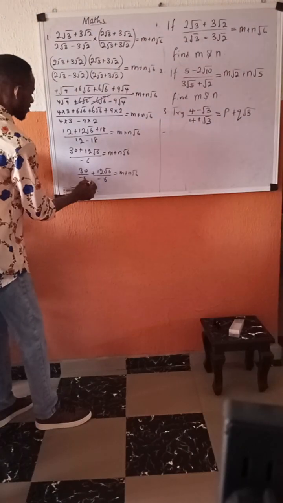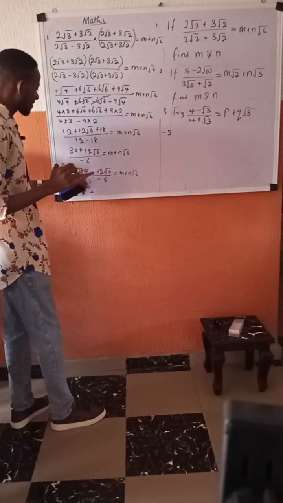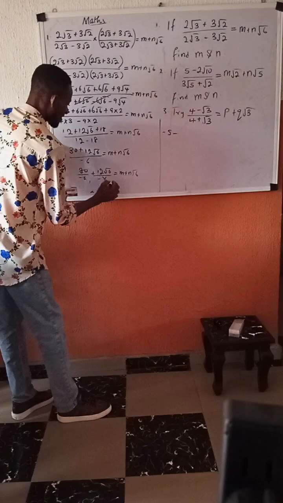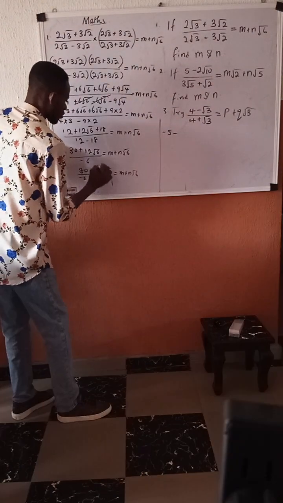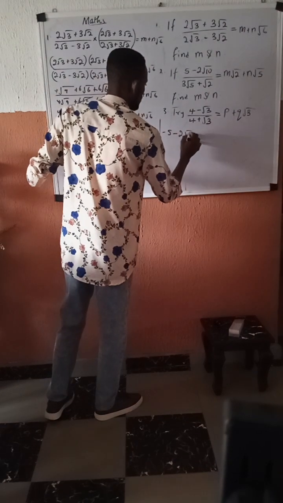So 6 into itself is 1, into 30 is 5. So we have minus 5. Here is positive. Positive divided by negative is what? Negative. 6 into itself is 1, into 12 is what? 2. So we have minus 2 root 6.